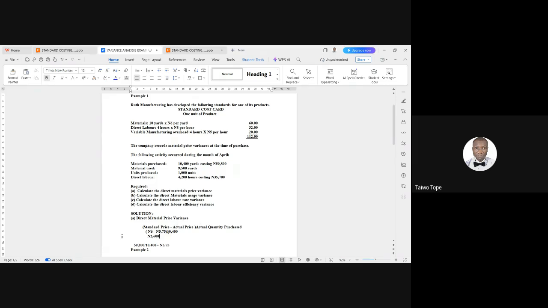This is favorable. Why is it favorable? The standard is 6. The actual is 5 naira 75 kobo. It means there is cost savings. Yes, we were able to save some money. And what do you think might be the cause of this?